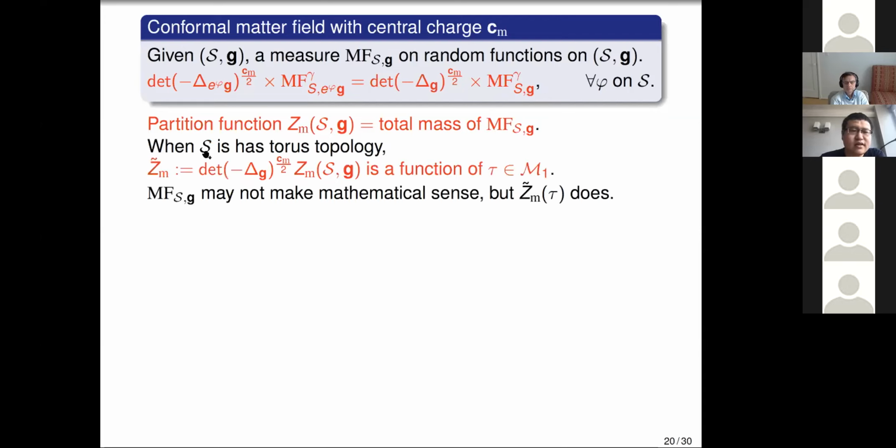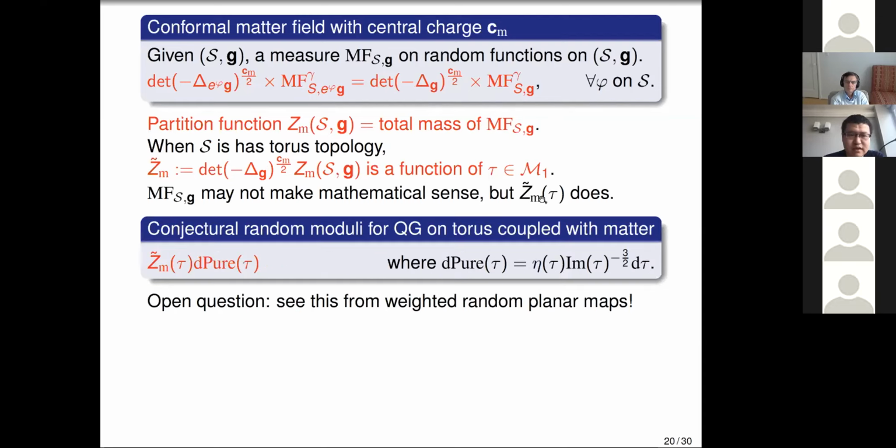And then when this manifold has torus topology, because of this identity, this normalized partition function is actually just a function of the conformal class on the torus, which is the moduli space. In general, this measure corresponding to the conformal matter field might not make mathematical sense, but this function usually does. And the corresponding conjecture for the random moduli on quantum gravity of the torus is simply the reweighting of this formula in the pure gravity case by this normalized partition function. And of course, this is also an open question from the random planar map point of view.